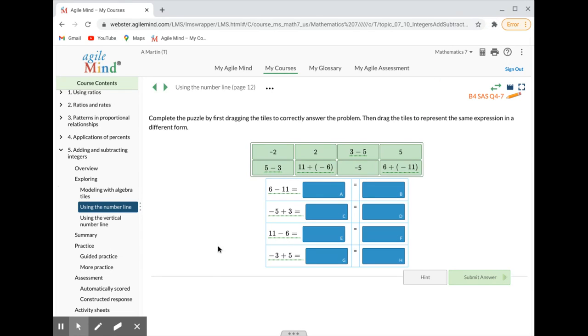So I want you to take that time now and see if you can do it. All right, my boys and girls, let's take a look at this. Let's start with Ms. Khalees. Khalees, why don't you work A for us, A and B? What is 6 minus 11 equal to?